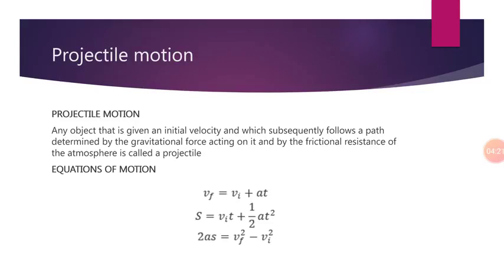Vf equals Vi plus at is the first equation of motion. S equals Vi t plus half a t squared is the second equation of motion. 2aS equals Vf squared minus Vi squared, and that is the third equation of motion.